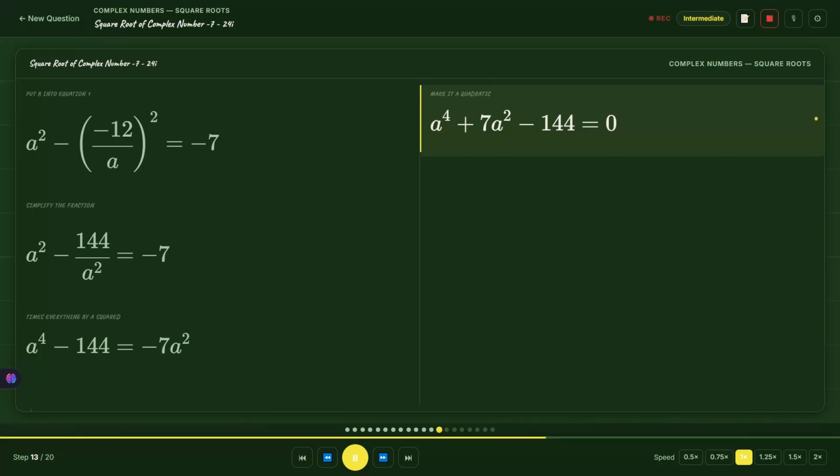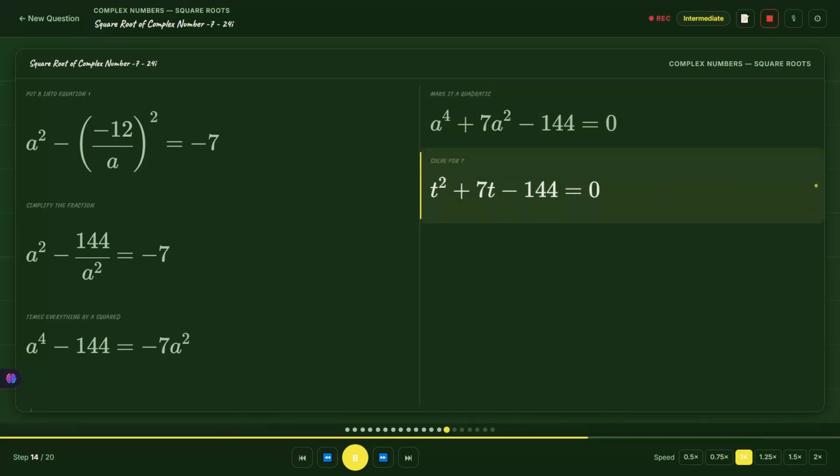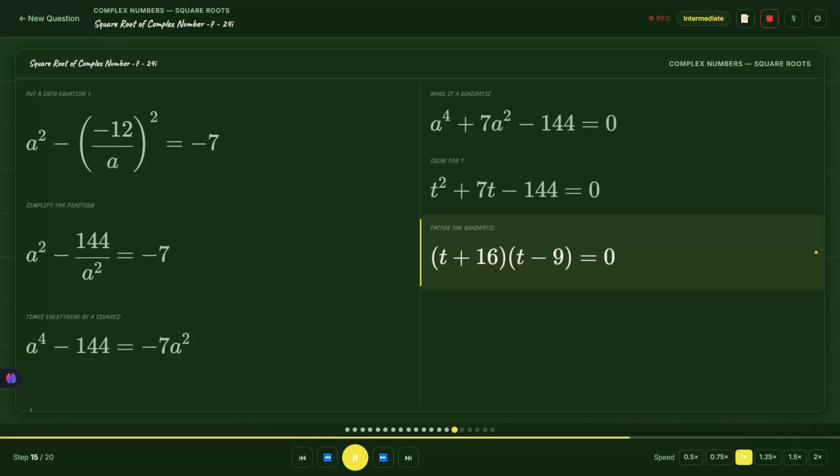Now here's a clever trick. Let's say t equals a squared, so this becomes a simpler equation. With t equals a squared, our equation looks like t squared plus 7t minus 144 equals 0. This is a quadratic equation, and we can factor it. We need two numbers that times together give -144 and add up to 7. Those numbers are +16 and -9. So we write t plus 16 times t minus 9 equals 0.